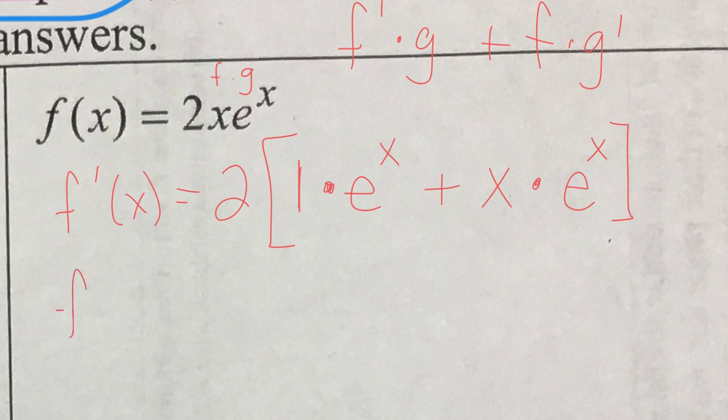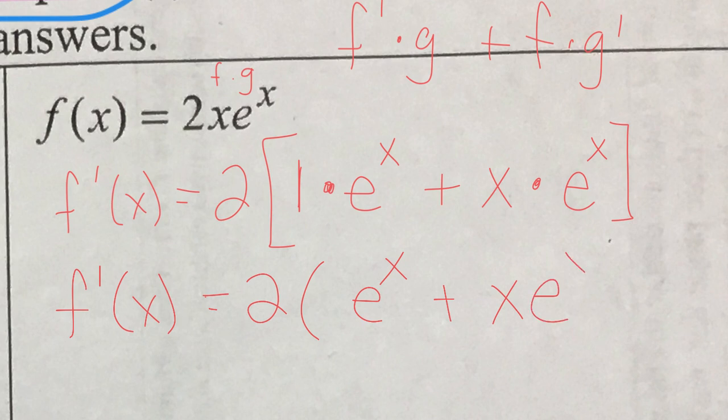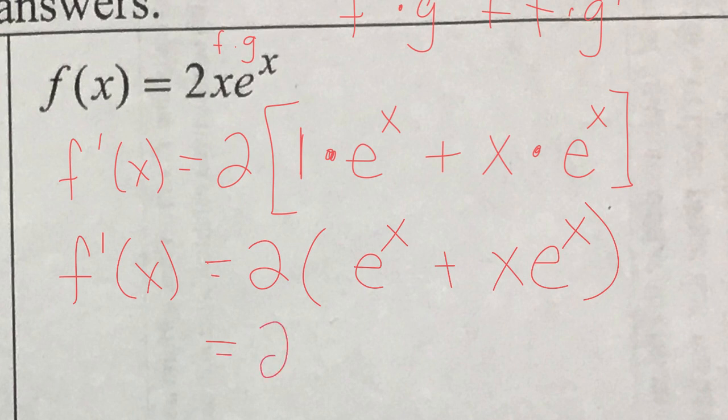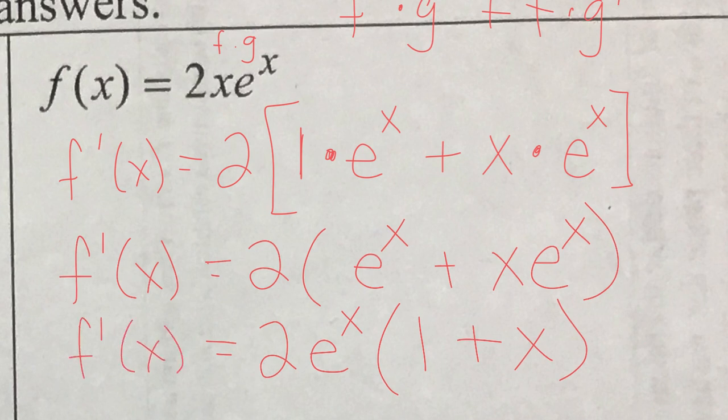So let's do a little bit of cleaning up here. F prime is 2 e to the x plus x e to the x. Okay, it could probably be cleaner than that, right? I'm sure if this were a multiple choice section of the test, it would have you write it like this. Because both of these terms have an e to the x in common, they would probably factor this out to put it with the 2, and then leave you with a 1 plus x in parentheses. Okay, so there is the first derivative.